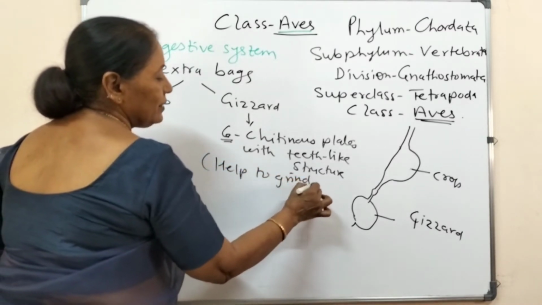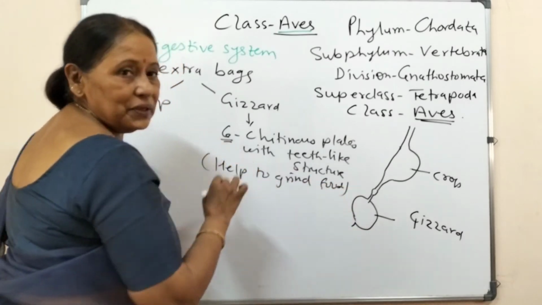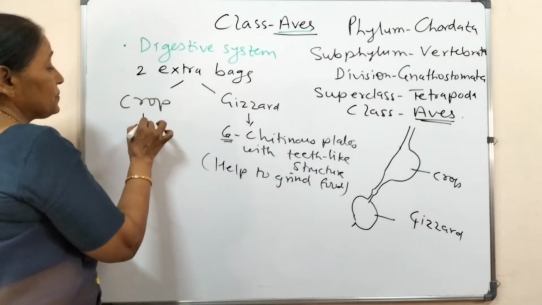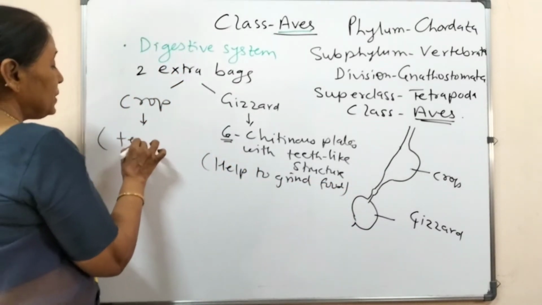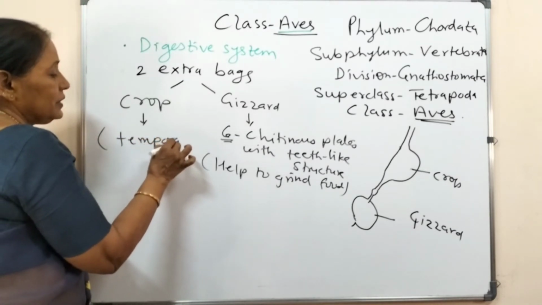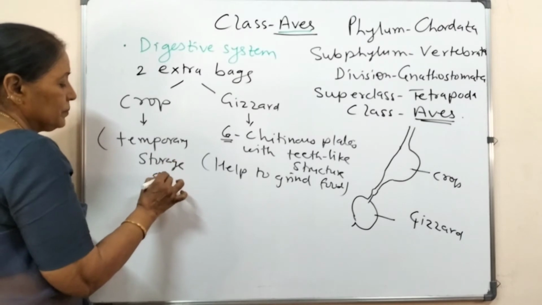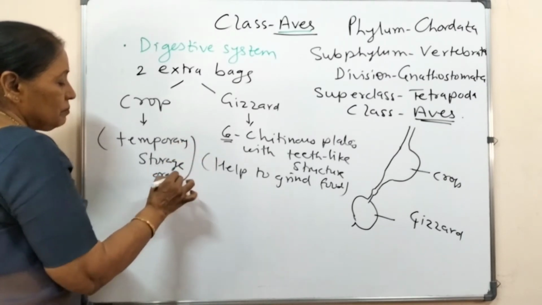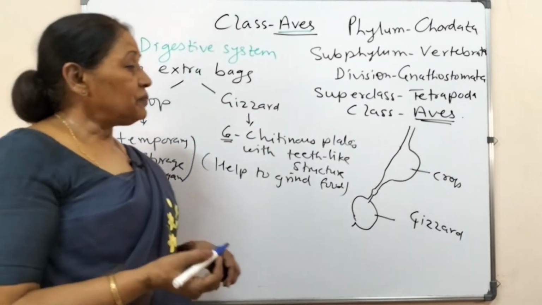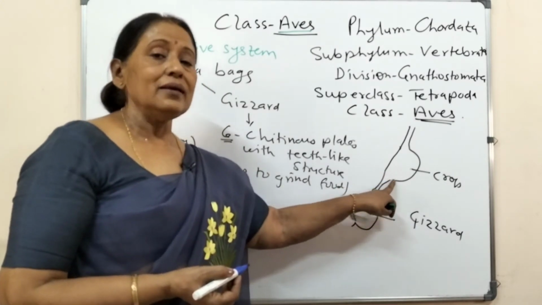It helps in grinding the food. What is the function of crop? It is the temporary storage organ. Before digestion, the food is stored in the crop.